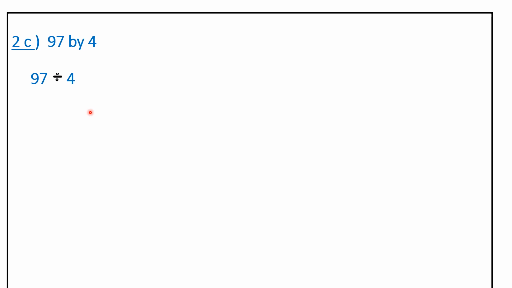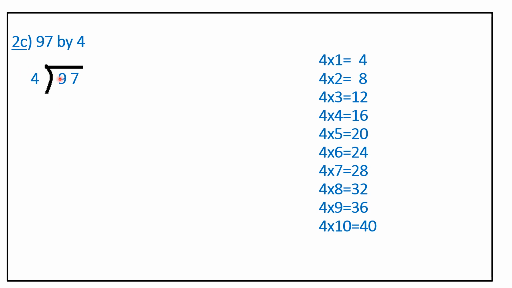I have taken the question 97 divided by 4. Draw the division symbol and write the dividend and divisor: 97 inside and 4 outside. Now again you have to read the table of 4 and divide this 9. So in the table of 4 you have to get 9. If you don't get 9, then you will take the number nearest to 9, lesser than 9 and nearest to this 9.